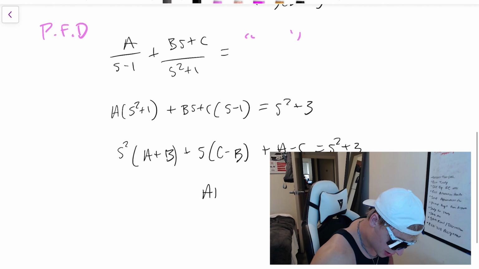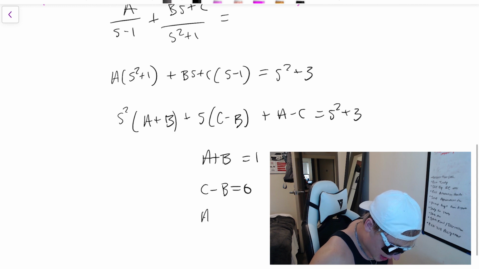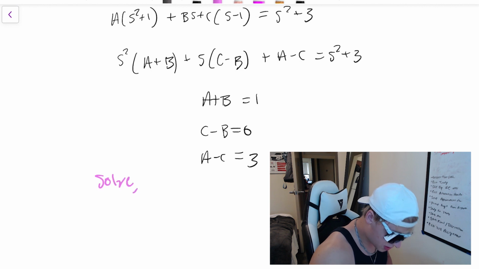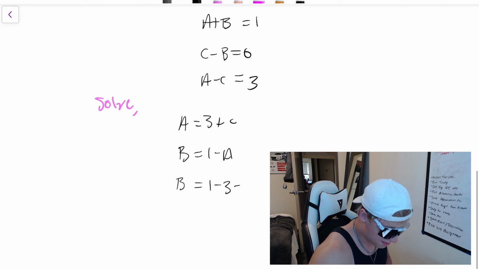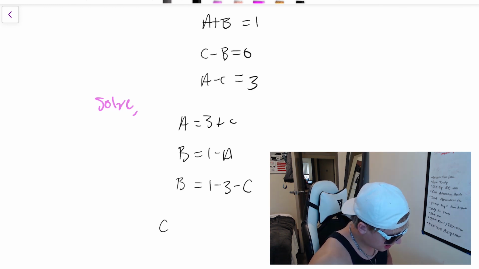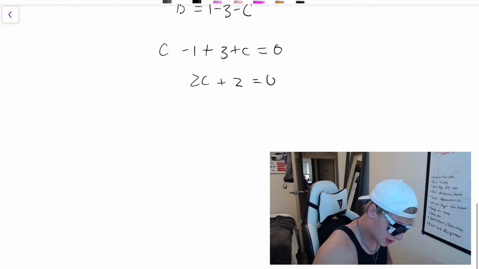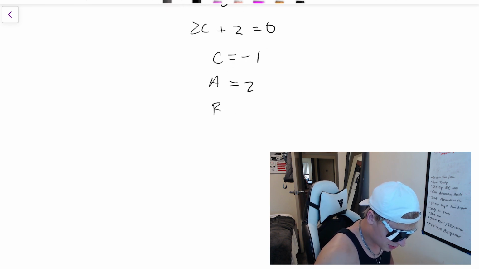Set the coefficients equal to each other, so you're going to have A plus B equals 1, C minus B equals 0, and A minus C equals 3. Now we're going to solve this system of equations. We get A equals 3 plus C, B equals 1 minus A. Then we plug in: B equals 1 minus 3 minus C. And then we plug this in: C minus 1 plus 3 plus C equals 0. From that, we find 2C plus 2 equals 0, so C equals negative 1. Go ahead and plug in for the other ones. We'll get A equals 2 and B equals negative 1.